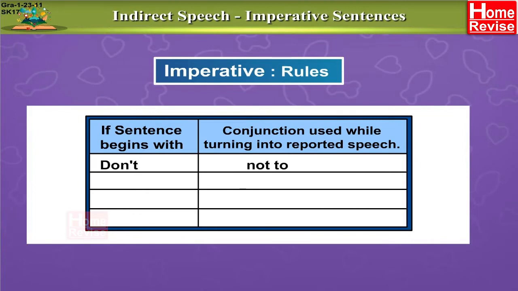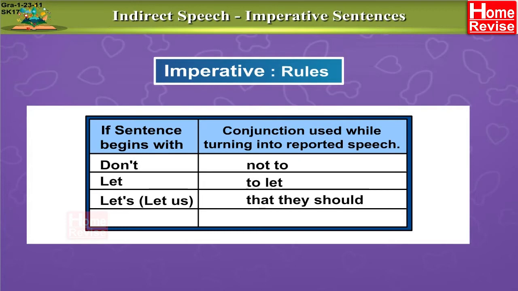The second rule: if the sentence begins with let, then the conjunction to be used is to, which is to be followed by the word let. So it becomes to let. If the sentence begins with let's, what is the meaning of let's? It is let us. Then the conjunction to be used is that, which is to be followed by they should.